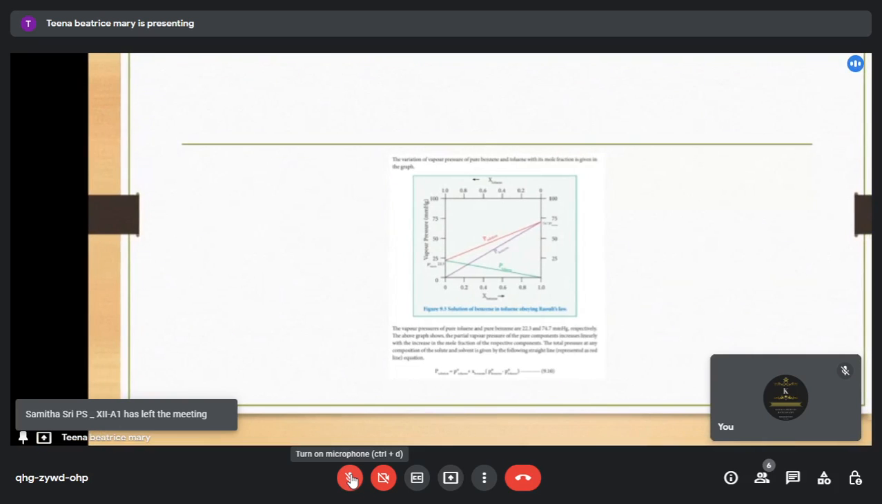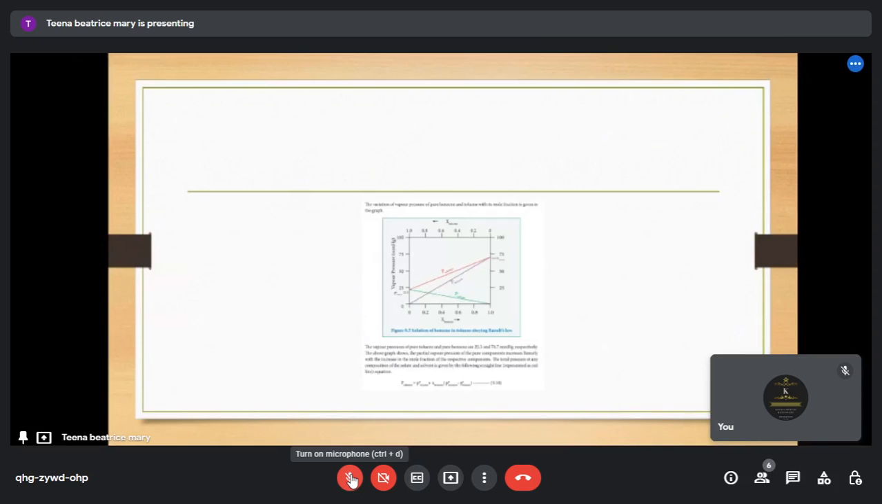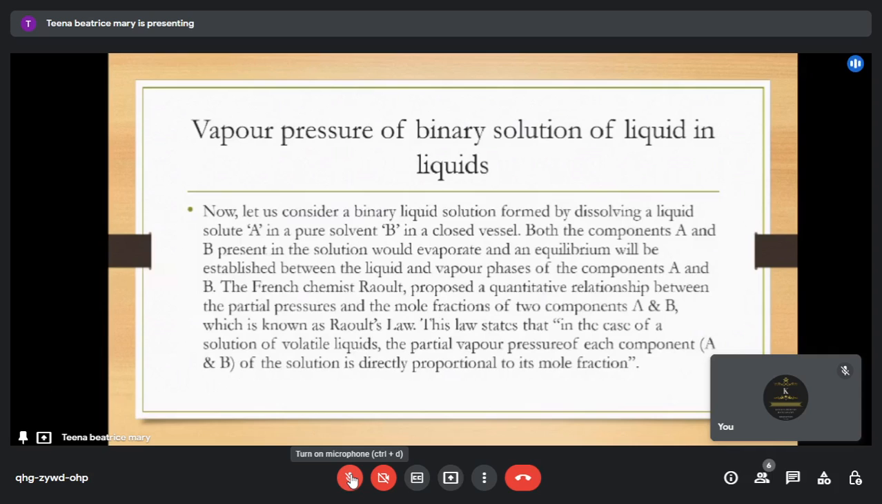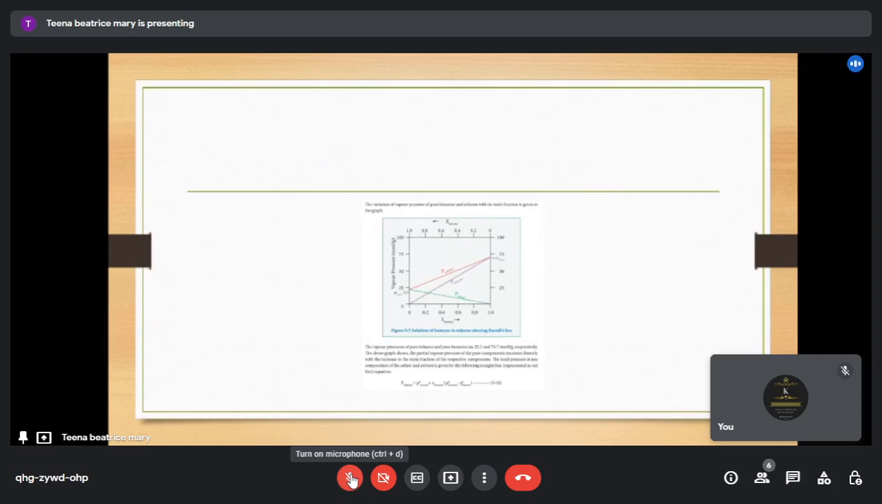That is directly proportional to the mole fraction of the solute. They are saying it is directly proportional to the mole fraction of the solute. So this is the vapor pressure of a binary solution of liquids in liquids.